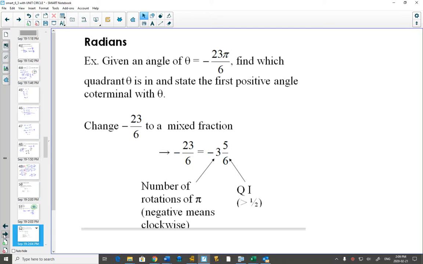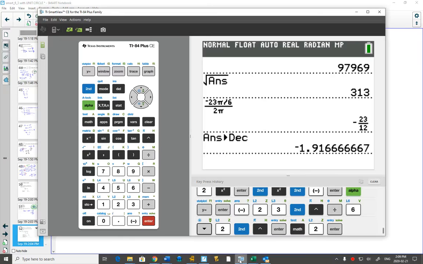In radians, we often have to do these without a calculator. I mean, you could type this into your calculator. Negative 23 pi over 6 divided by 2 pi and get negative 1.91. So if you went in the negative direction, negative 1, another 0.91, can you see that you would end in quadrant 1? Thinking going in the negative direction, negative 1.9. Does that make sense that that would be quadrant 1?